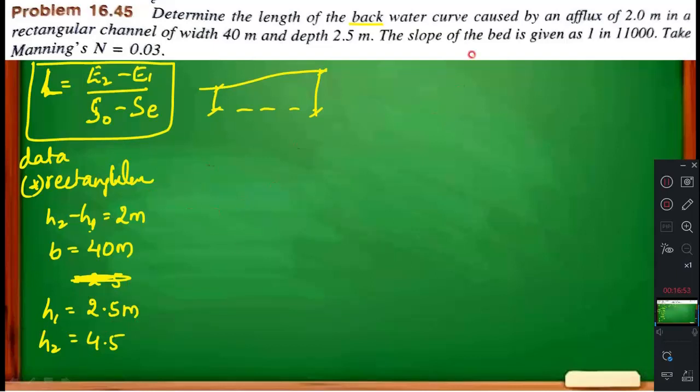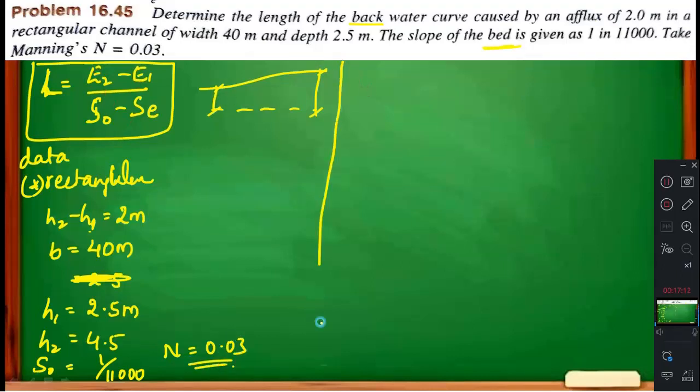Then the slope is given. Which slope is it? The bed slope is given. Bed slope means S naught is given. S naught is equal to 1 by 11,000. Take Manning's n as 0.03. What do we need to calculate? See, actually the problem is a small problem. You only need to gather the information and substitute. Gathering and substituting.